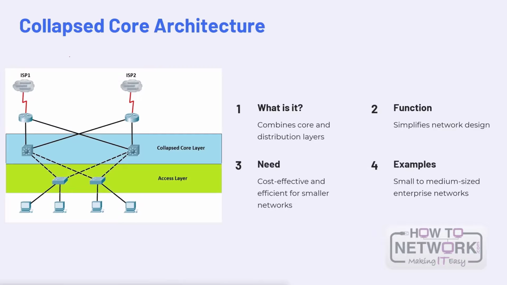So what is the collapse core? The collapse core architecture represents a streamlined network design approach that combines the functionalities of the core and the distribution layers into a single layer. This consolidation offers several advantages, particularly for smaller network environments where the complexity of a traditional three-tier model might be unnecessary. By merging the core and distribution layers, the collapse core architecture simplifies the network design and management. This approach eliminates the need for separate devices and configuration, reducing the overall complexity of the network.